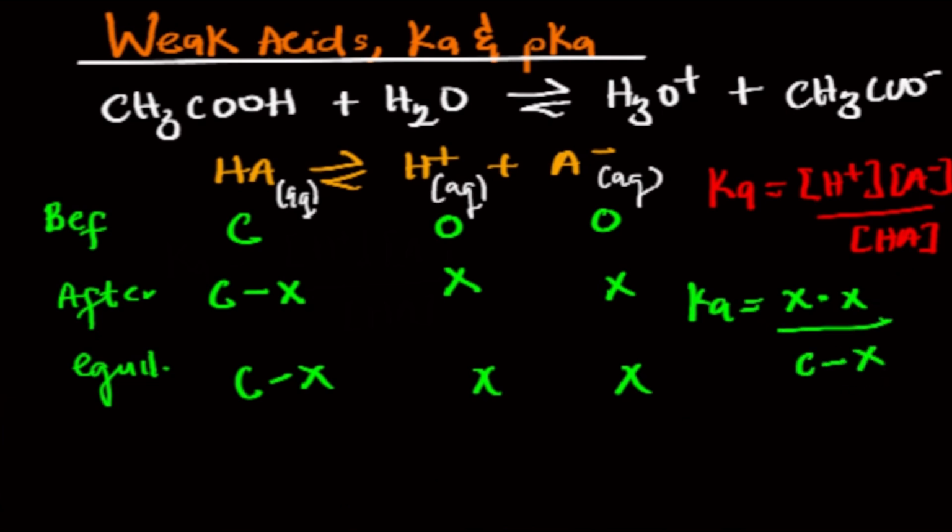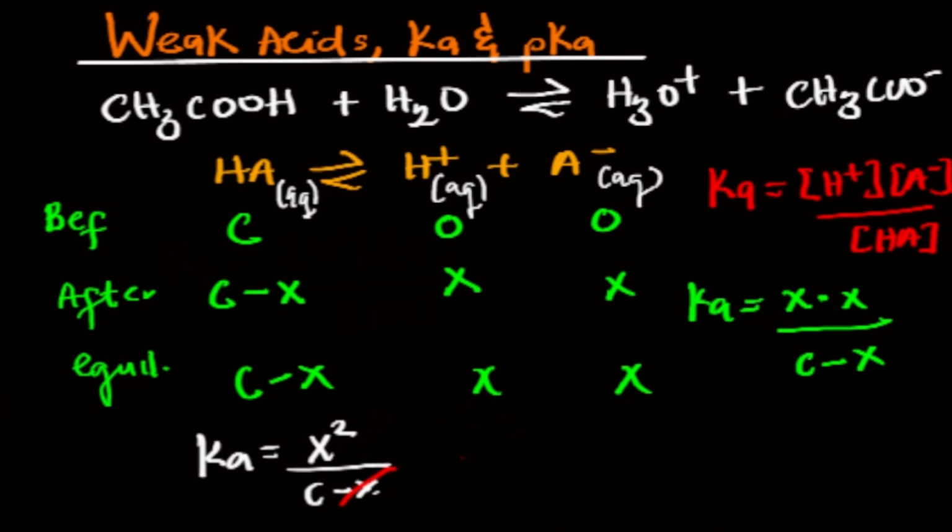Now from here, what I want you to understand is that if you take a look at this very well, we're going to have Ka equals X squared, divided by C minus X. But one thing I want you to understand is that weak acids ionize partially in water. If I neglect this X, it doesn't affect the strength of the weak acid, which is Ka, because the acid is very, very weak. So I can choose to neglect X; it cannot affect the value.